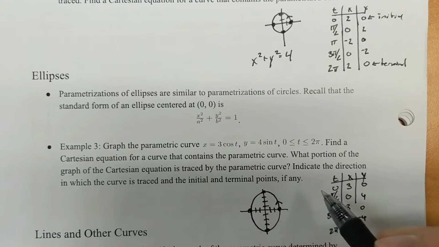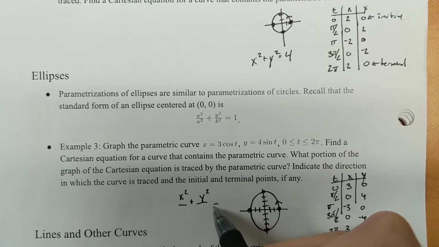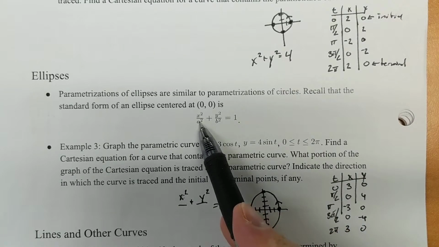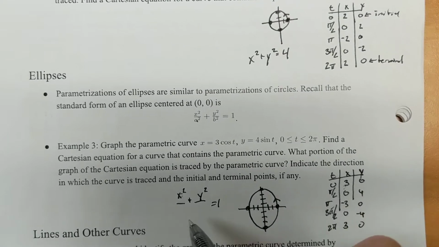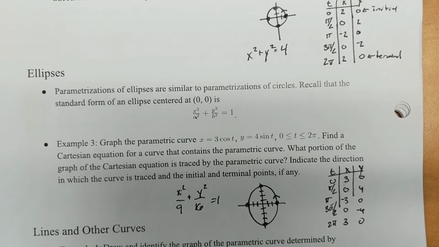So there's that, and then to get it, you have x squared plus y squared, each over something, equal to 1. So a squared is the coefficient on the x squared, so that's going to be 9. B is the coefficient on the y value, so that's going to be 16.